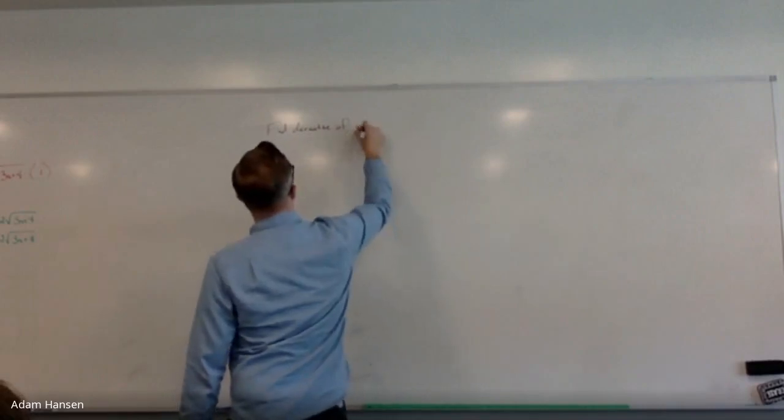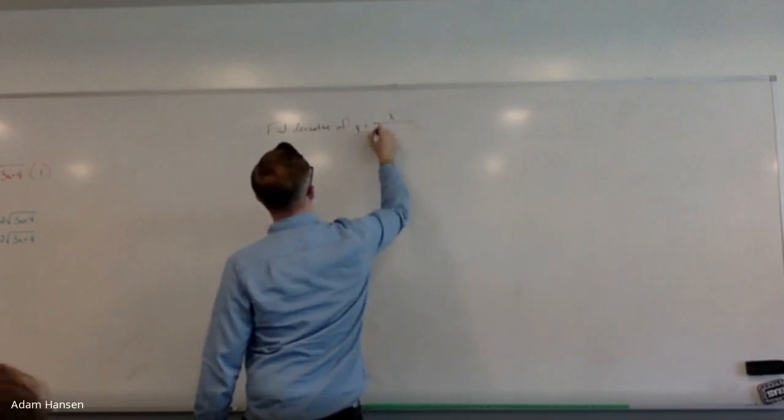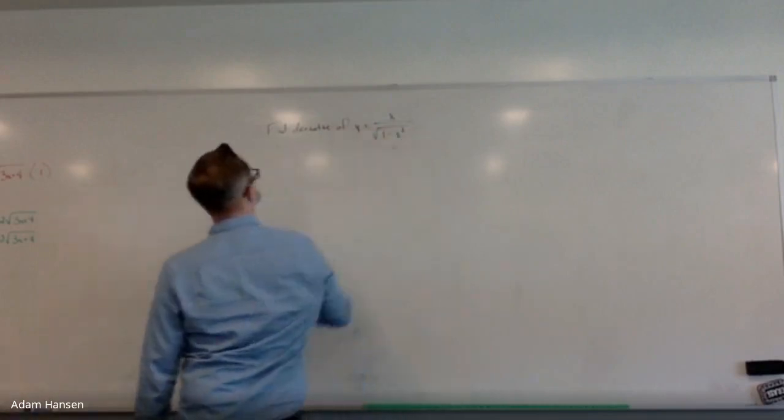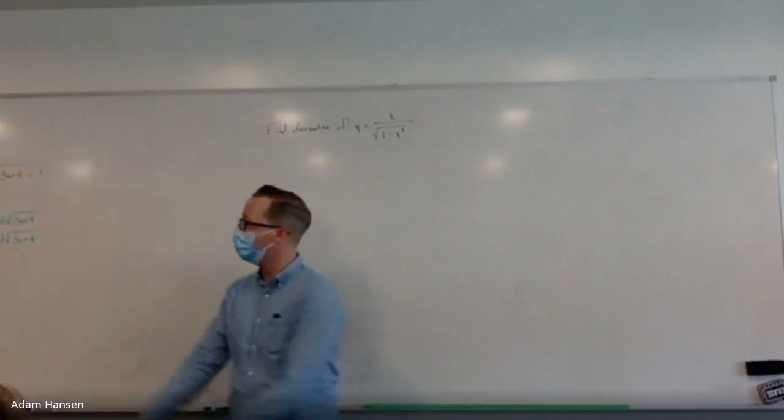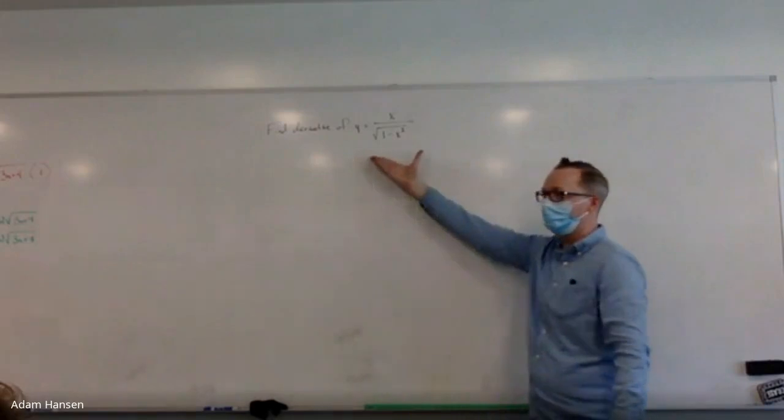Let's do y equals x. Okay, one last function to differentiate. y equals x over the square root of 1 minus x squared. What rule would be helpful as I'm trying to differentiate this function? Do we use product rule on this example?